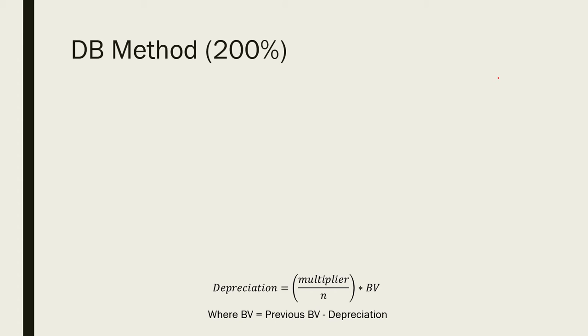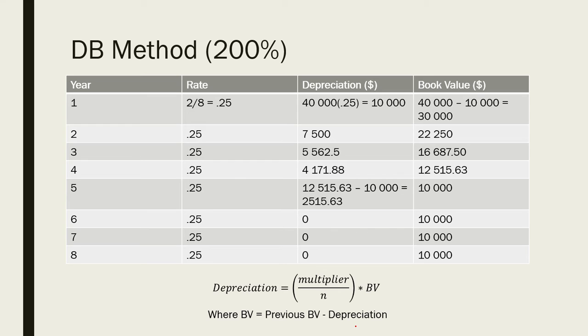Next is the DB method. We're using the 200% method right now, so the multiplier will be times 2. So in this, depreciation is equal to multiplier divided by n times the book value, where the book value is the previous year's book value minus depreciation from that year. So we're going to throw up the chart for this. We have years on the left, the rate, which is multiplier divided by n, in this column. So we have multiplier of 2 and n of 8. So we just do 2 divided by 8 equals 0.25. Carry that all the way through to the bottom.